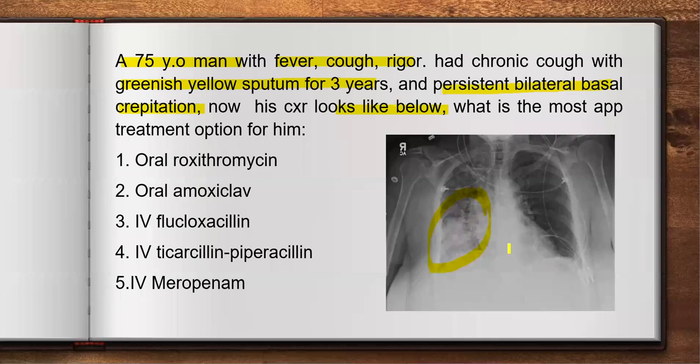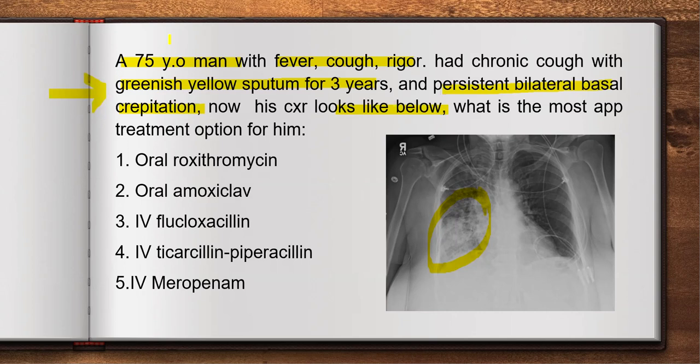Now, you have a patient with consolidation, but look at the question. It's a 75-year-old having fever, cough, rigors, and consolidation. That means this patient at this moment has pneumonia, but there is a past history of chronic cough with greenish yellow sputum. Anytime greenish yellow sputum is in the question, think about Pseudomonas. Pseudomonas is associated with a very particular condition in the chest, which we call bronchiectasis. A bronchiectasis patient will have chronic cough with copious sputum production, and if you auscultate the chest, you will hear bilateral crepitation. So this case is acute pneumonia on the background of bronchiectasis.